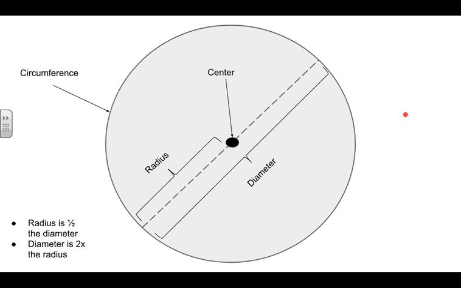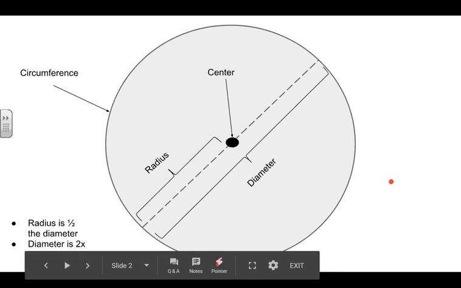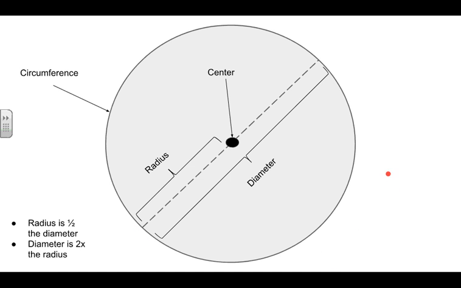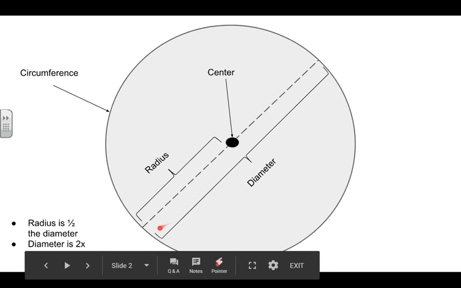All right, so here we see a circle. And here we have the parts of the circle identified. This is the center. It's usually identified with a point in the very middle of the circle. This line that goes through the center and connects two parts on your circumference is called the diameter. It's the full width of the circle passing through the center.